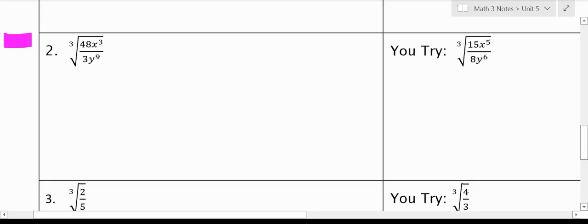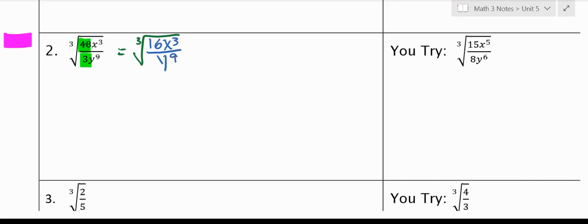Next example, we're going to simplify the cube root of 48x^3 over 3y^9. So the first thing is when we look at this cube root, we can simplify what's underneath there. So 48 and 3 can simplify to be 16 over 1. And then now we're going to take the cube root of the top and the cube root of the bottom.